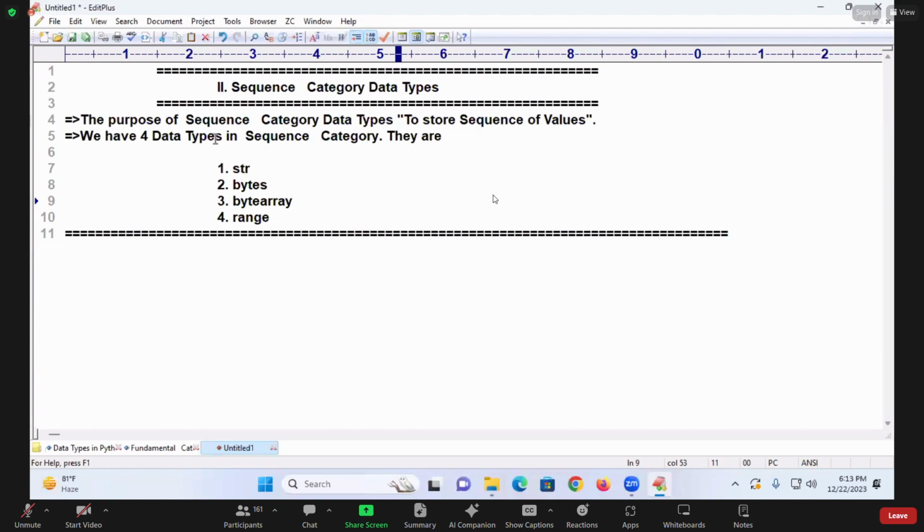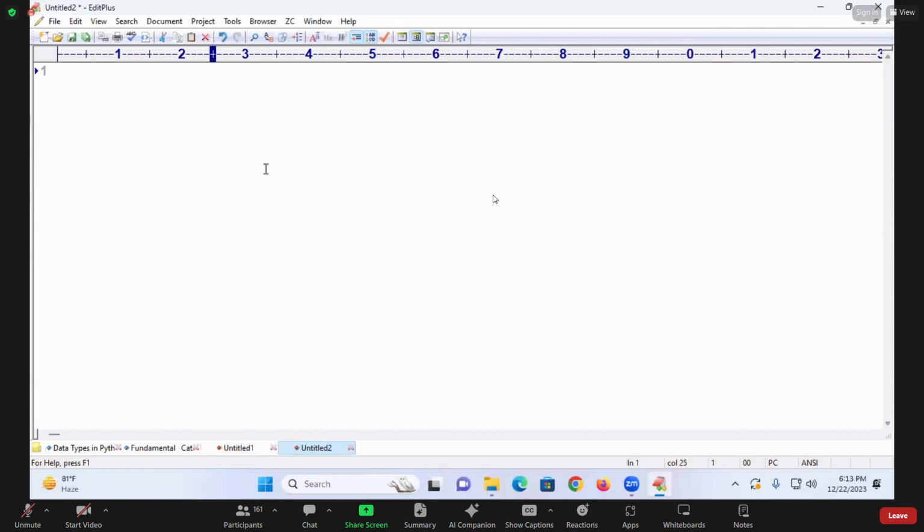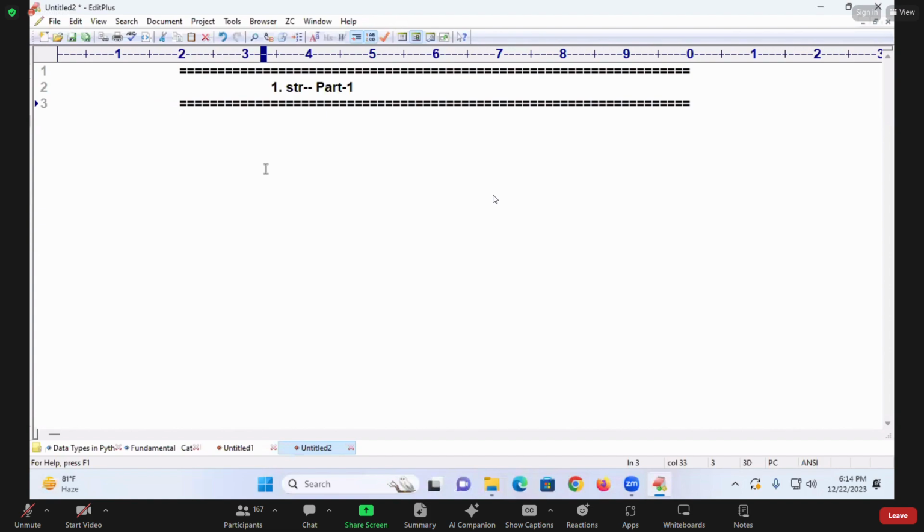To start, we are entering into the first one, str, which is most important, students. You'll get a lot of questions from this area. Part 1 and part 2 are available here. First I am talking about part 1, so try to carefully observe it. What are we discussing under part 1?